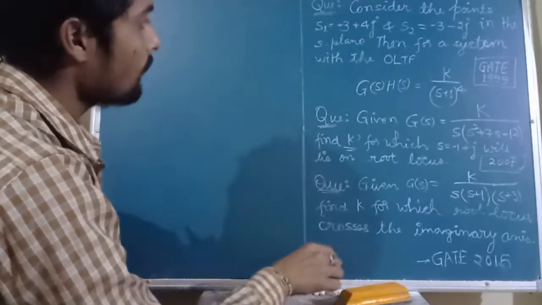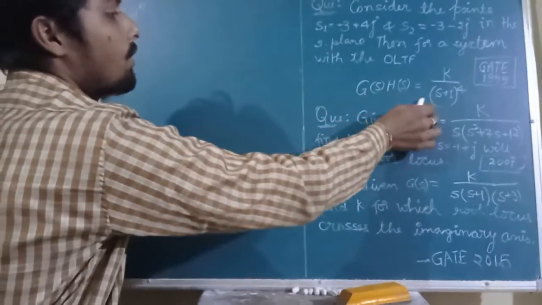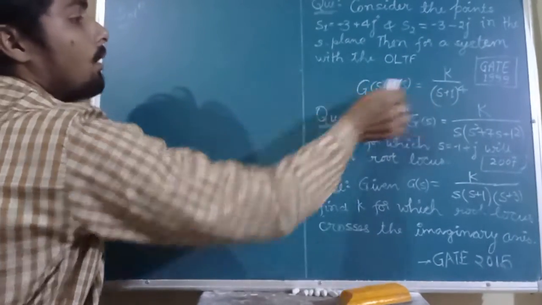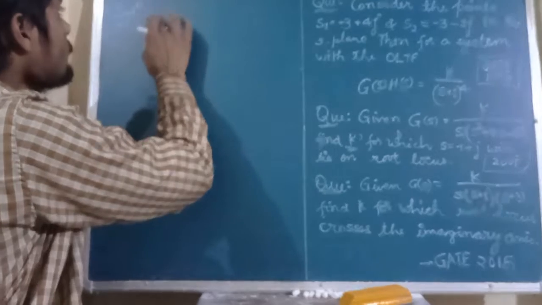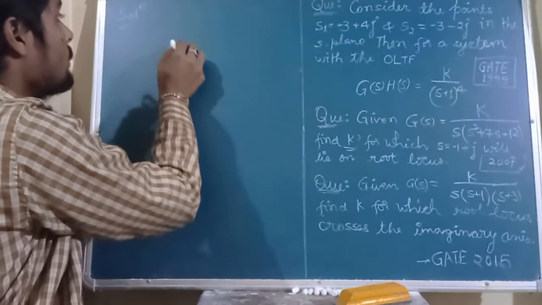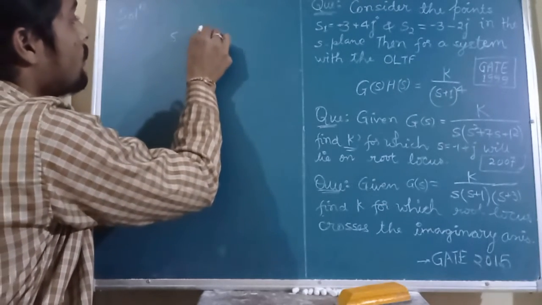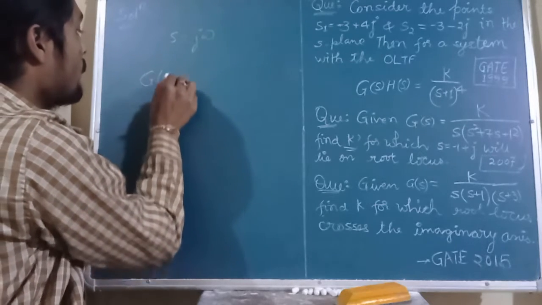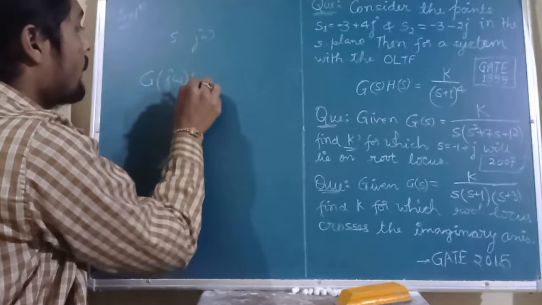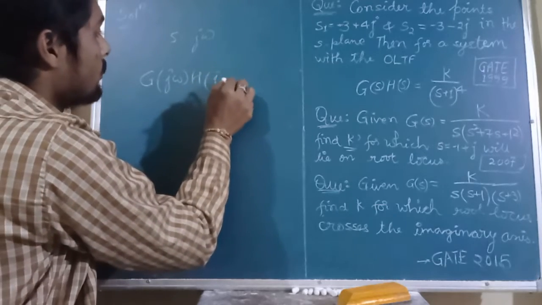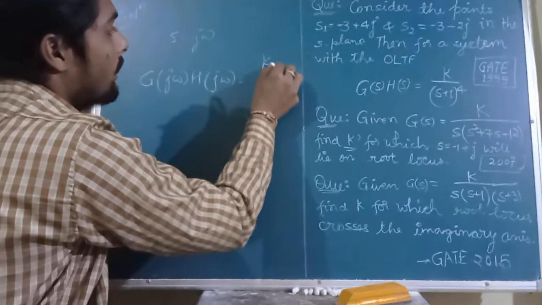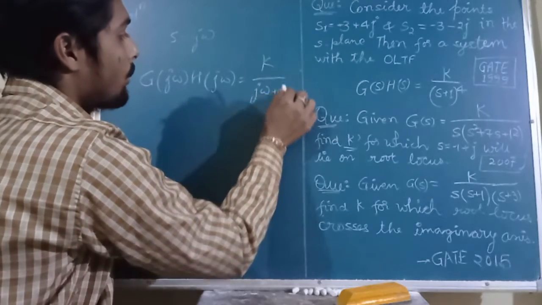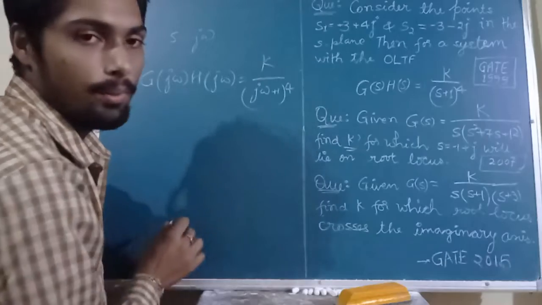Okay, so now first, this is the open loop transfer function. Now find the angle of this function. What will be the angle? First put S = j omega. We have G(j omega)H(j omega) equal to k upon (j omega plus 1) power 4.